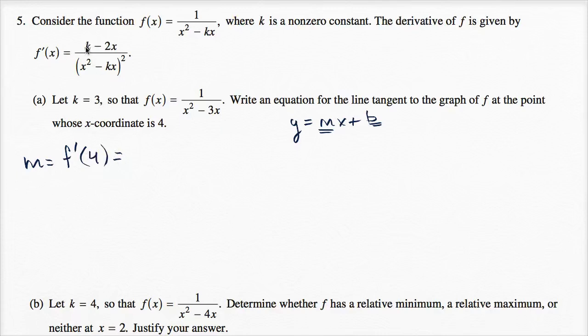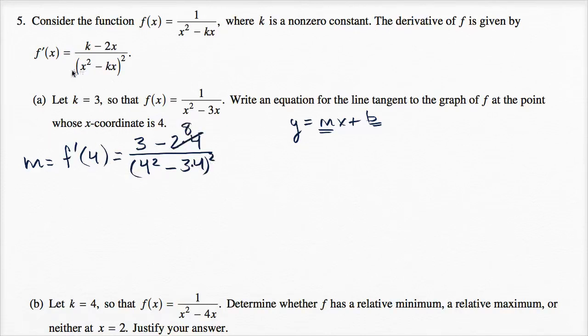So f prime of 4, which is equal to, well, we know that k is equal to 3. They gave us f prime of x. So it's going to be 3 minus 2 times, we're taking f prime of 4, so minus 2 times 4 over x squared. So that's going to be 4 squared minus k, which is 3 times 4, and then we square that whole thing. And so what is this going to be? This is an 8 right over here.